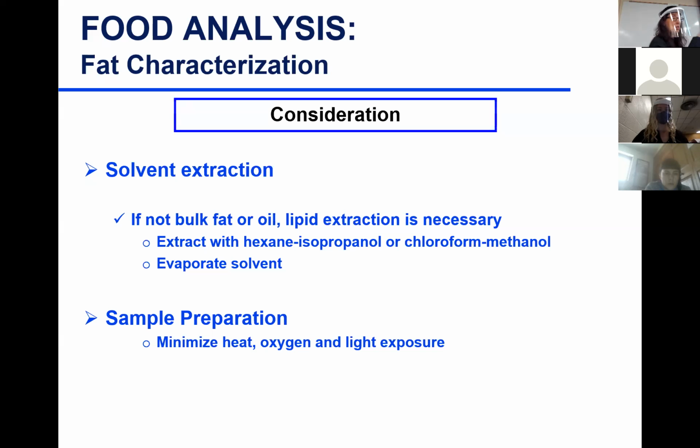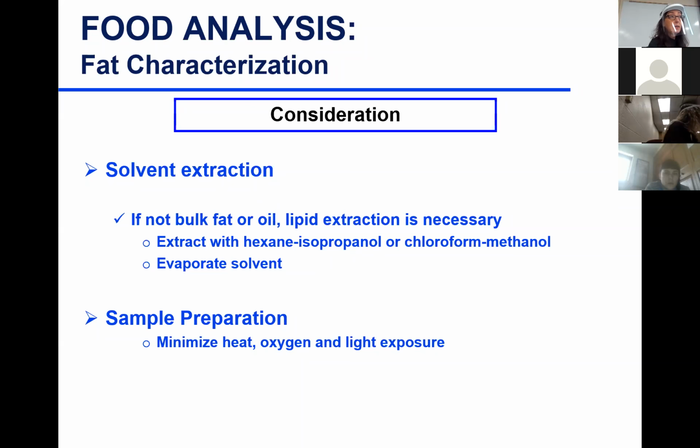There's petroleum ether and diethyl ether, but there's also the combination of hexane and isopropanol, which is very common for extracting oils, and chloroform and methanol. So you see the combination, for example, chloroform and methanol. Methanol is a more polar organic solvent to help with the extraction of polar lipids like phospholipids, for example. So there are different combinations, and some of these combinations work better for one type of food product versus another.